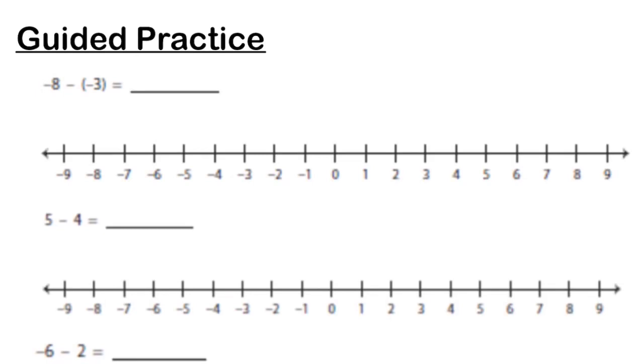Hopefully, everybody has had a chance to try this problem on their desk. So we are starting with negative 8, and we are subtracting a negative, which means we are moving to the right on a number line. Starting at negative 8, 1, 2, 3. Negative 8 minus negative 3 is negative 5. Pause the video and try the second problem on your desk.